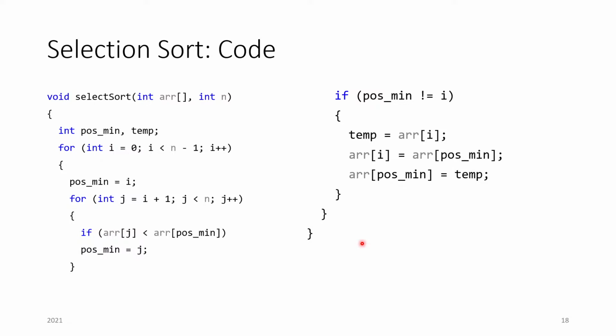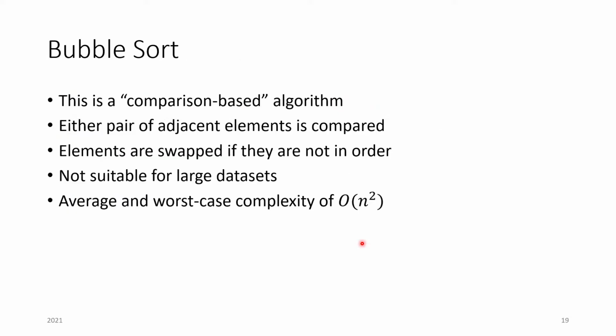Right, let's move on to the last sorting algorithm that we want to do today, which is bubble sort. So bubble sort is basically a comparison-based algorithm where we check each adjacent element, meaning the elements next to each other, and we swap them accordingly if they're not in order. Bubble sort is also not suitable for large data sets. It's suitable for small data sets. The average and worst case complexity is O of n squared, because that means you end up going through the entire data set twice.